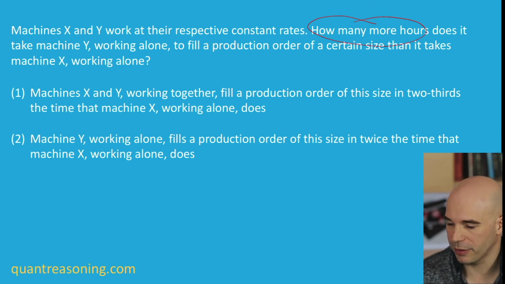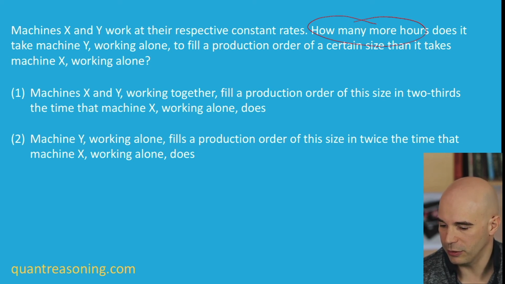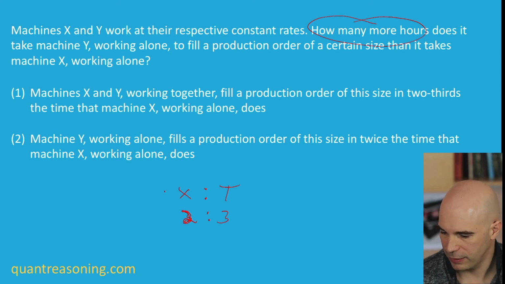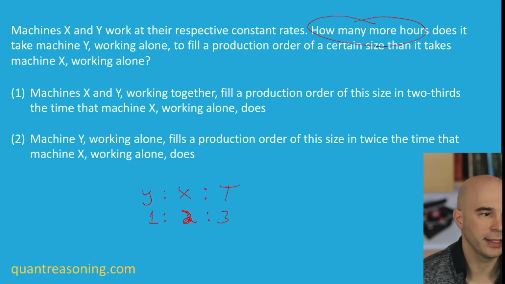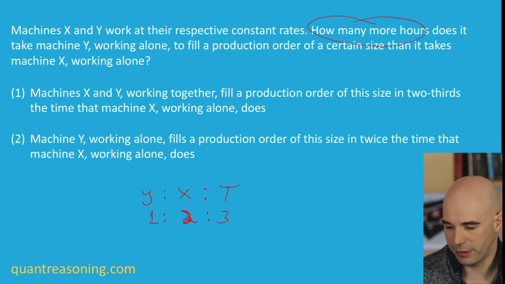So let's actually build the ratios for these two statements and see how they're inferentially equivalent. We're told in statement 1 that together they take 2/3 as long as x on its own. So from that I can say that the rates, x to together, is 2 to 3. And from that I can infer that the rate of y is 1, because the rates are additive. The rate of y plus the rate of x equals the rate together. So 1, 2, and 3.